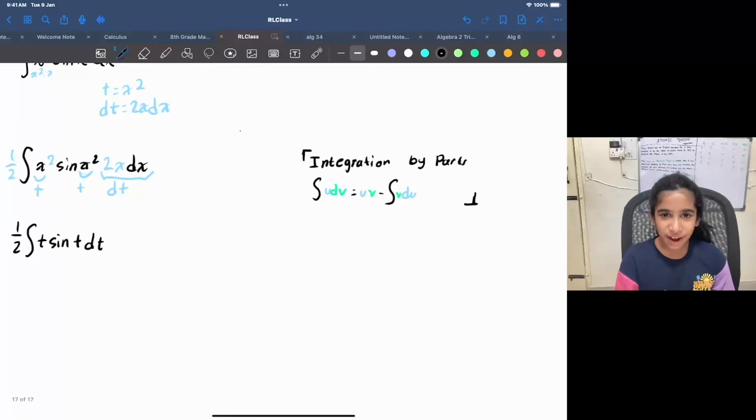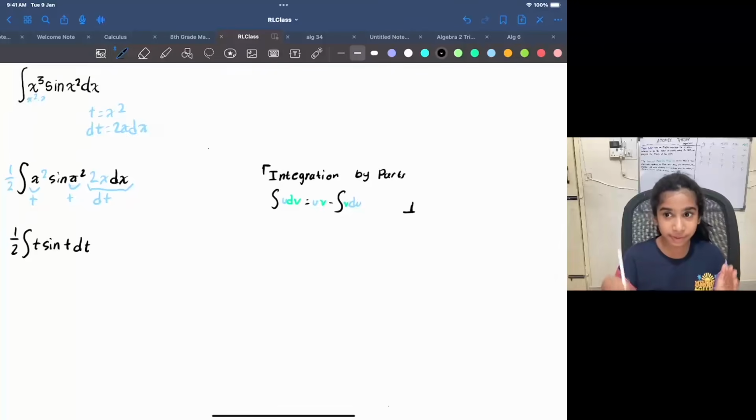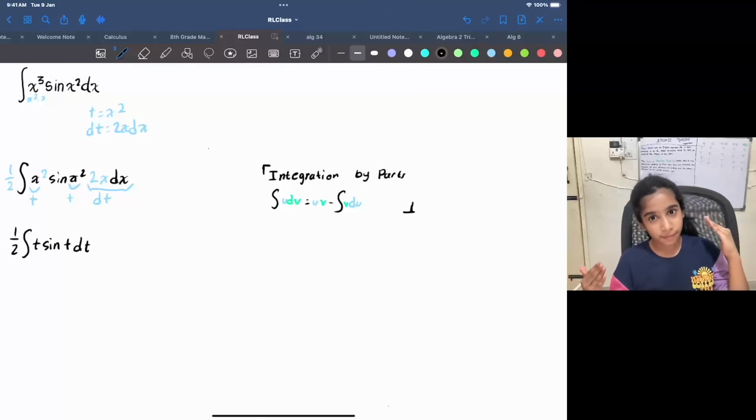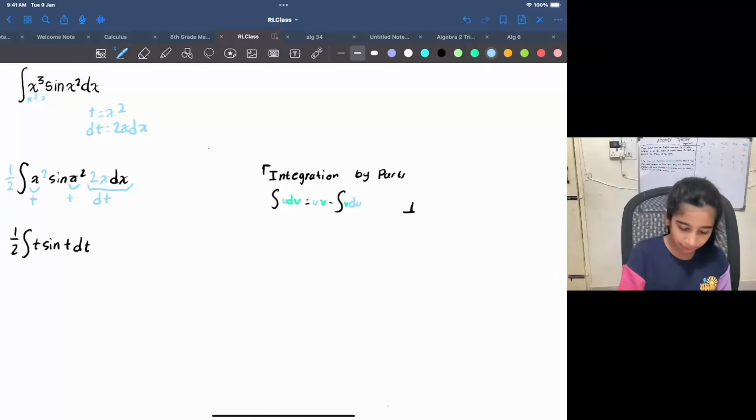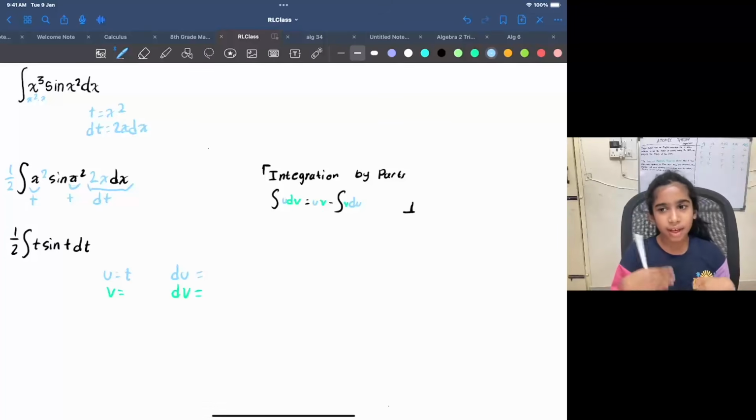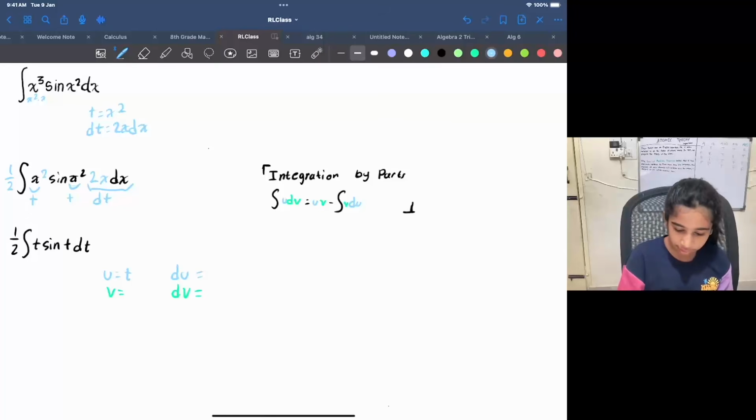Now we need to know what's u, what's du, what's v, what's dv. Okay, so let me just write them down here. First our u is just going to be t, because when we take the derivative of it, we get something simpler. Next is our dv, and that's just going to be sine t.